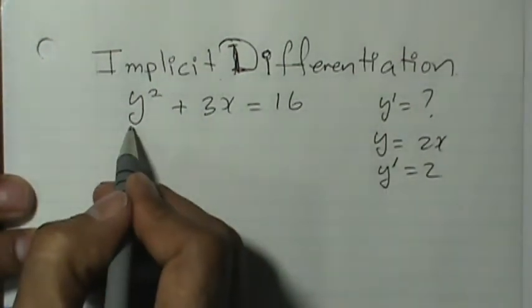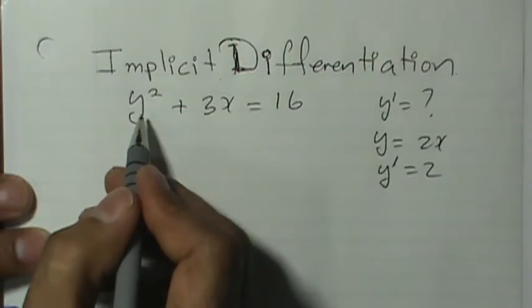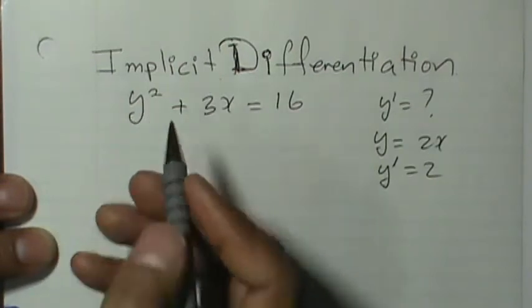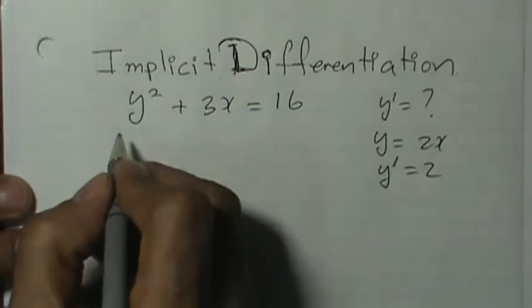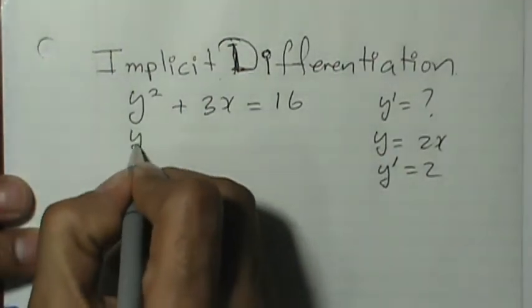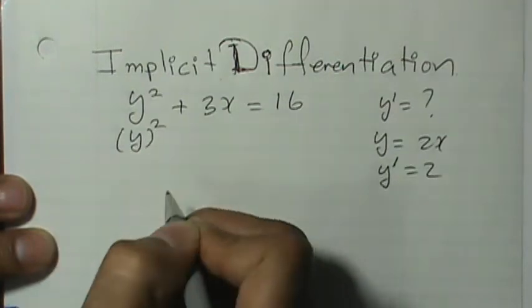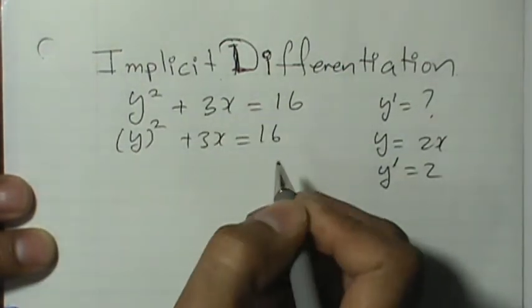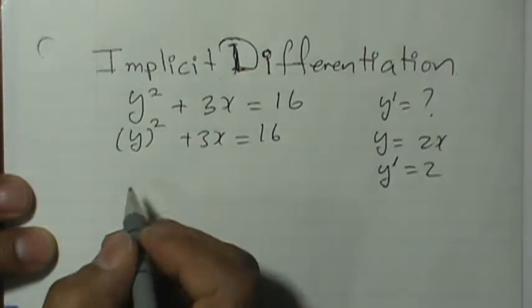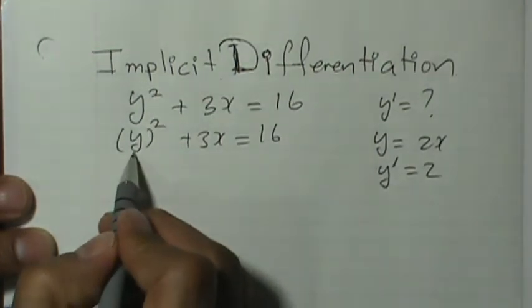Now we have y to the power of higher than 1, so in this case to the power of 2, so we apply chain rule from outside to inside. What I mean by chain rule is I'm going to rewrite this as (y) to the power of 2 and plus 3x equals 16. Now you can see what I mean by chain rule from outside to inside.